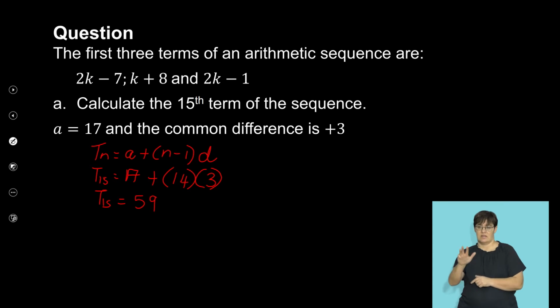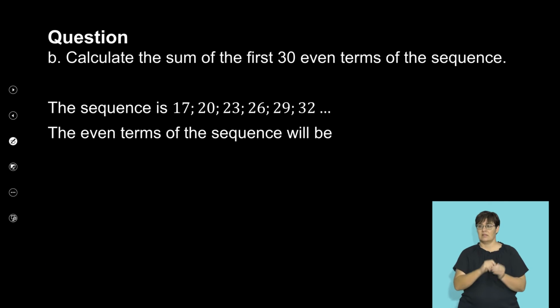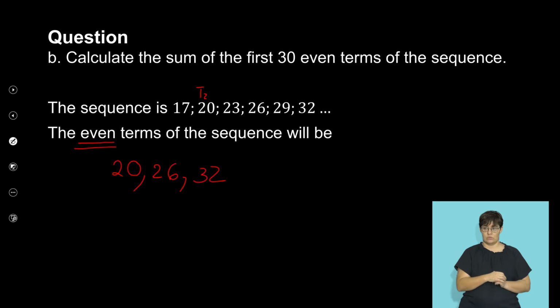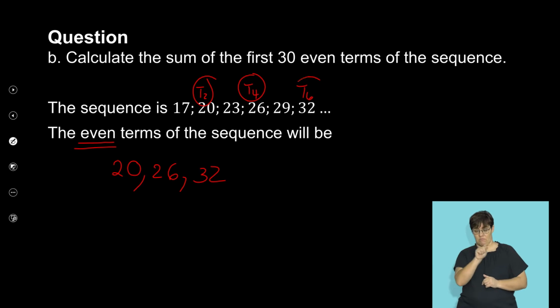Great. And then the last question, everyone, is to determine the sum of the first 30 even terms of this sequence. The sequence goes 17, 20, 23, 26. But I've been asked for the sum of the even terms. The even terms of the sequence are 20, 26, and 32, because this is term 2, term 4, and term 6. These are the even terms of the sequence. I still need to calculate the sum of the first 30 even terms.